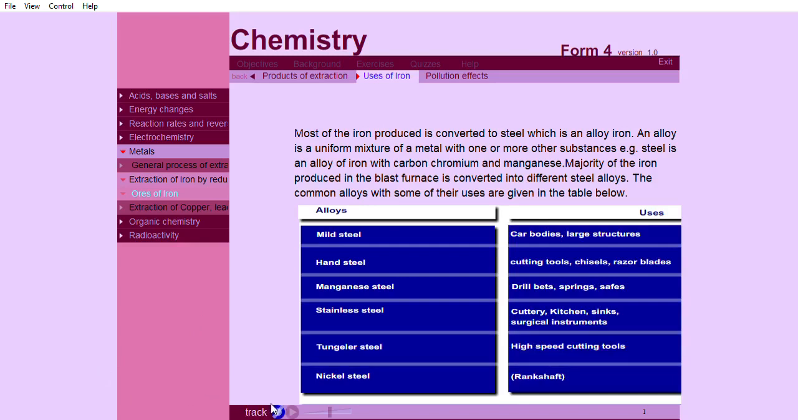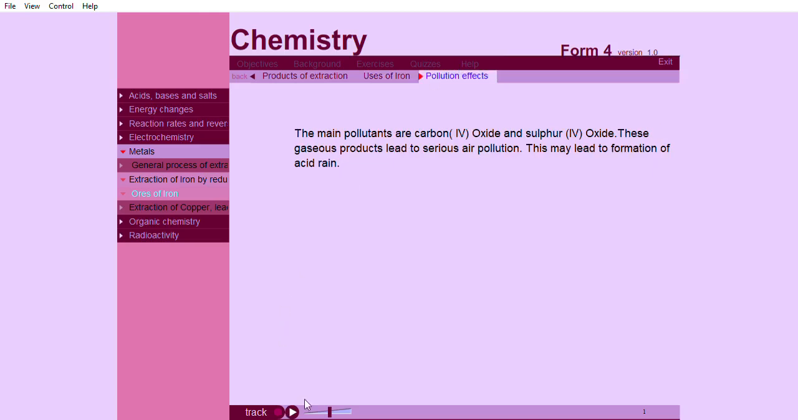An alloy is a uniform mixture of a metal with one or more other substances. For example, steel is an alloy of iron with carbon, chromium, and manganese. Majority of the iron produced in the blast furnace is converted into different steel alloys. The common alloys with some of their uses are given in the table below. The main pollutants are carbon(IV) oxide and sulfur(IV) oxide.